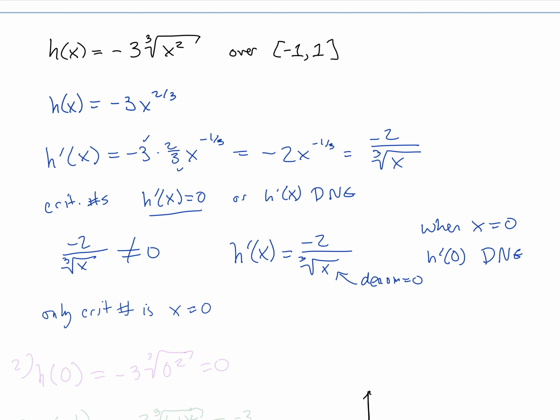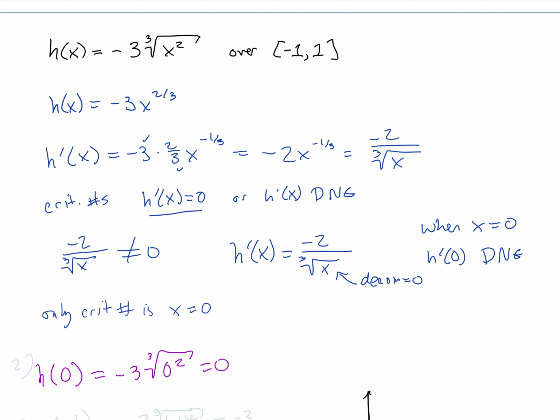We now need to evaluate h at each critical number, and also evaluate h at its endpoints. So h, the original function, evaluated at 0 gives us negative 3 times the cube root of 0 squared, and that is 0. Note that h of 0 is defined. If the function is not defined at a critical point, then it is not really a critical point because there is no defined value for that function. But h of 0 is defined at this critical value. The function does exist at this point, but the derivative does not.